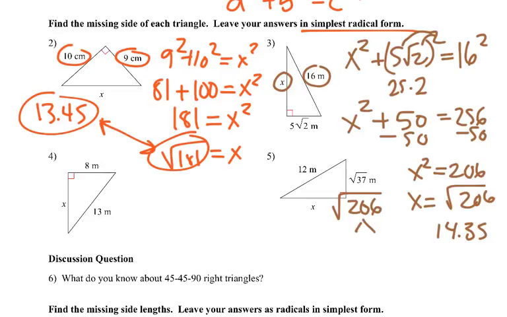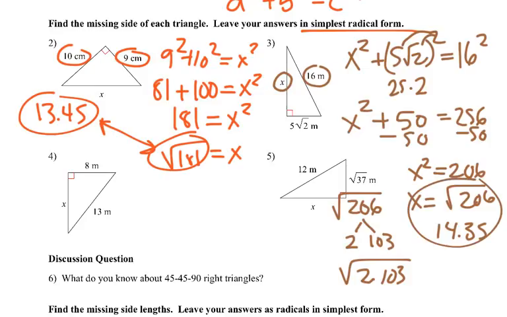we could go 206 divided by 2 would be 103. Can we simplify that further? Once again, I think this one kind of eludes. Yeah, we could make it square root of 2 times 103, but that's not going to help us any. Okay, so we just leave it as either one of those.